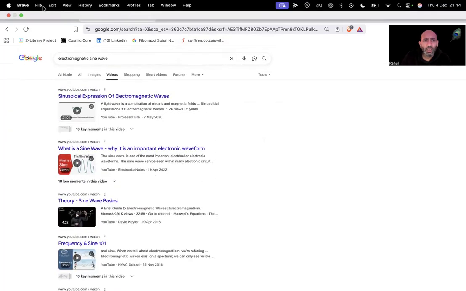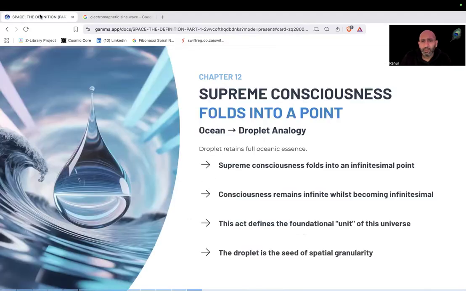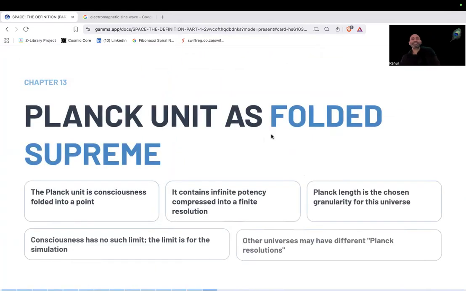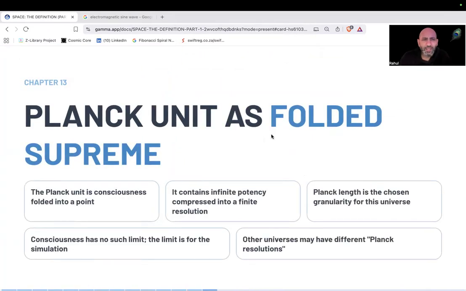So let's leave that. This is always going to be a stroll in multiple directions in the walk down Crazy Town, but there's a lot to cover. Okay, the Planck unit as folded supreme. Yeah, this is true.